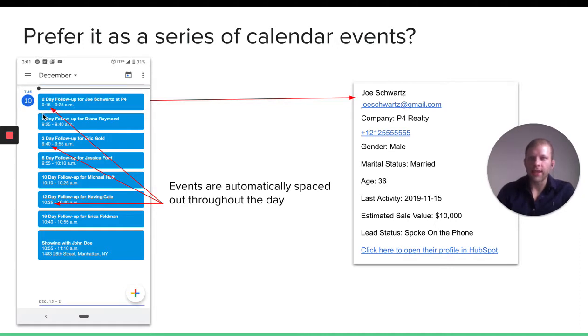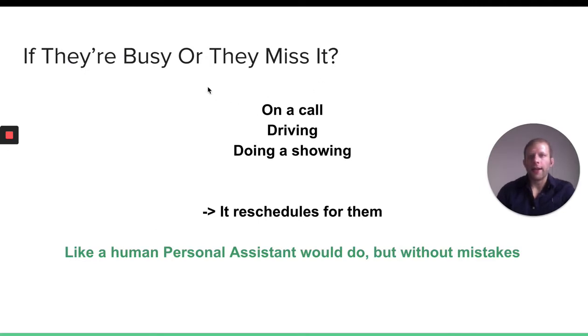The assistant will schedule it for each person throughout their day, 9:15, 9:25, 9:40, 9:55, and so on, and it will space them out properly. Okay? Now, what happens if your agents are too busy or they miss it?